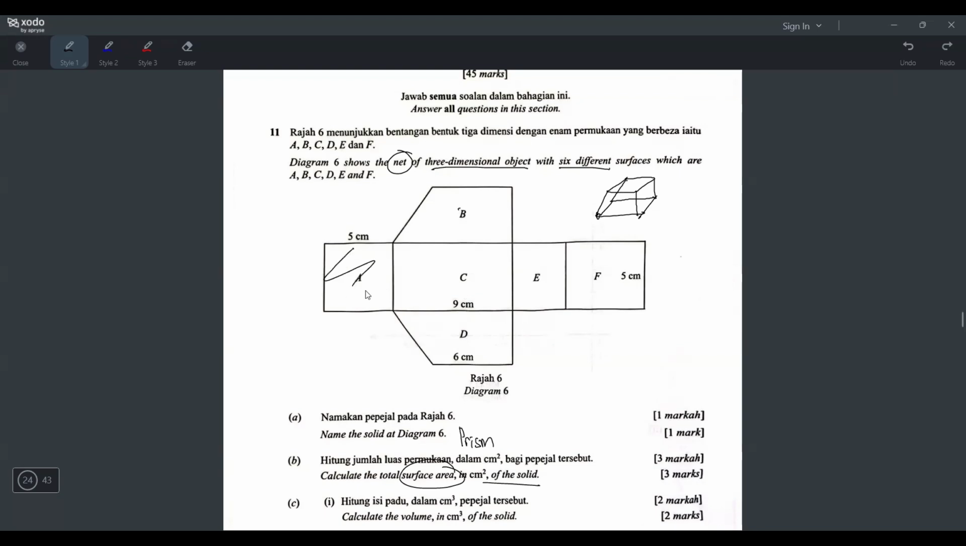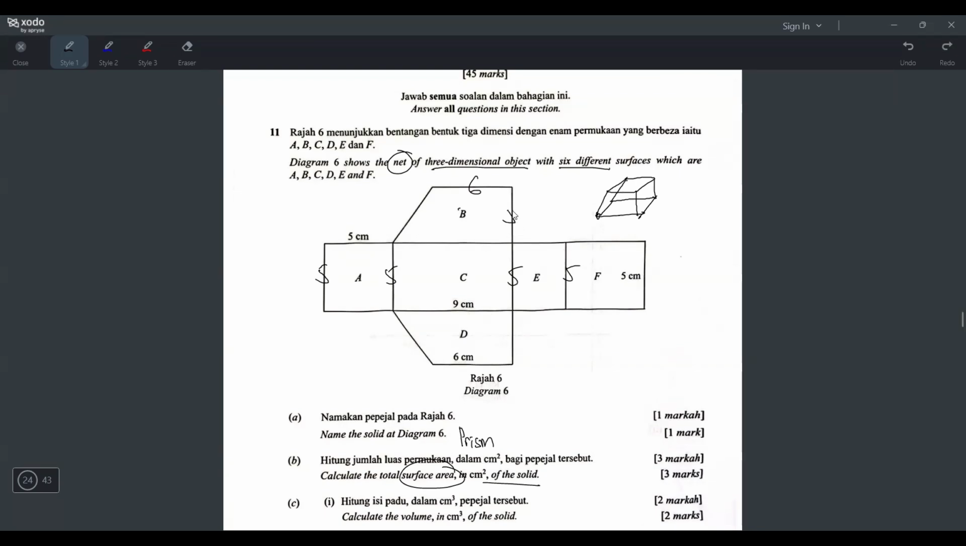Okay, how to find the luas for A? Very easy. It would be 5 times, okay, the panjang here will be 5 also. How I know? Because this panjang and this panjang same, this panjang and this panjang same, this panjang and this panjang same, and they already wrote here 5. That's why I know this is 5, 5, 5, 5. Okay, this one is 9, right? And this one is 6. So this must be 6 also, right? And what about this line? Okay, this line will be 5.